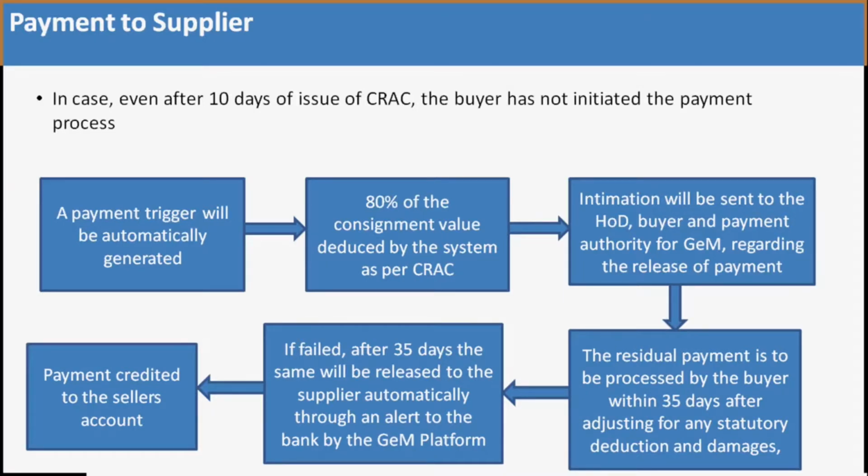The residual payment is to be processed by the buyer within 35 days, adjusting for any statutory deduction and damages. If buyer fails to do so, after 35 days, the same will be released to the supplier automatically through an alert to the bank by the GeM platform.